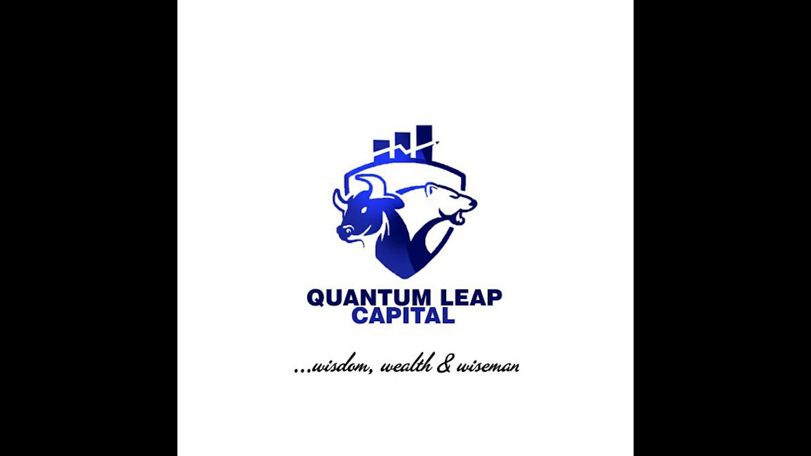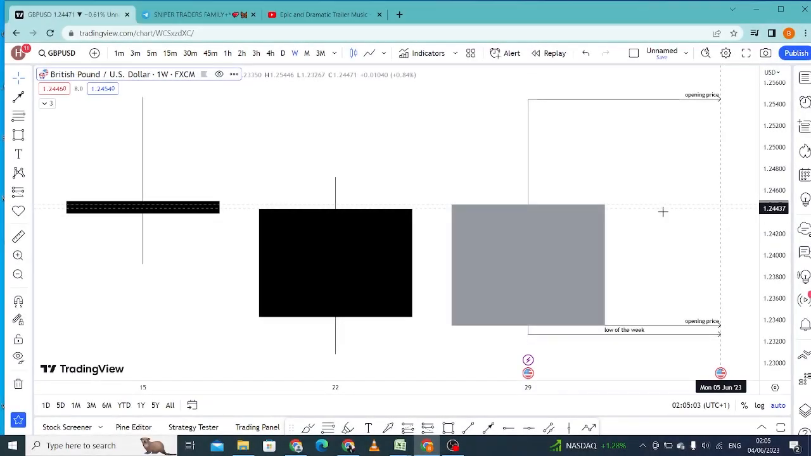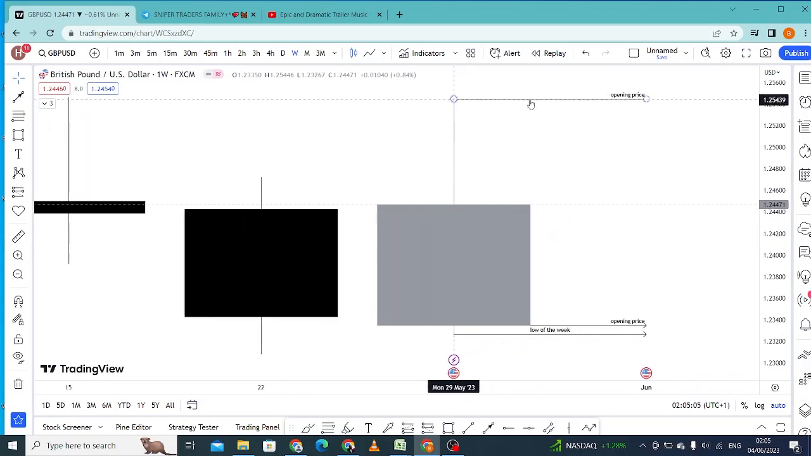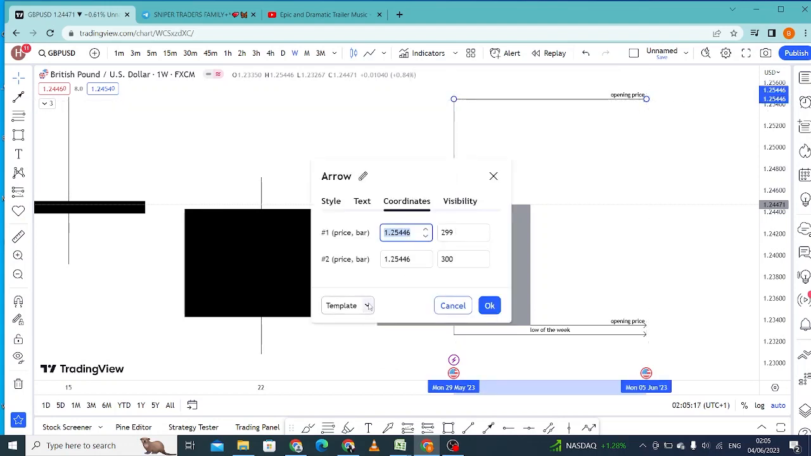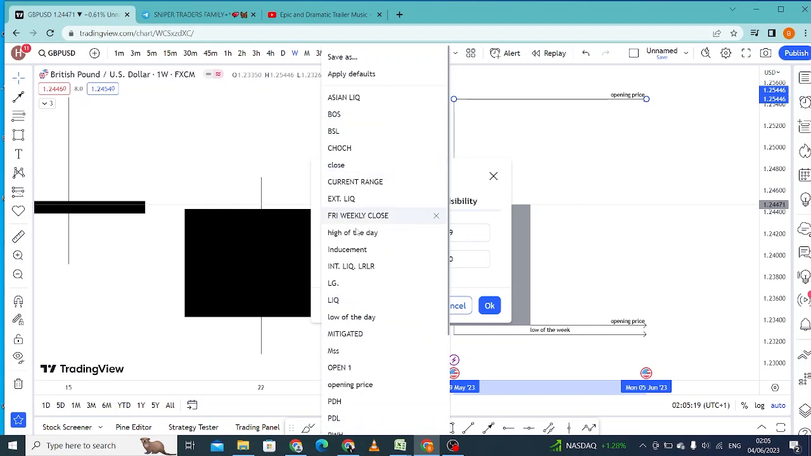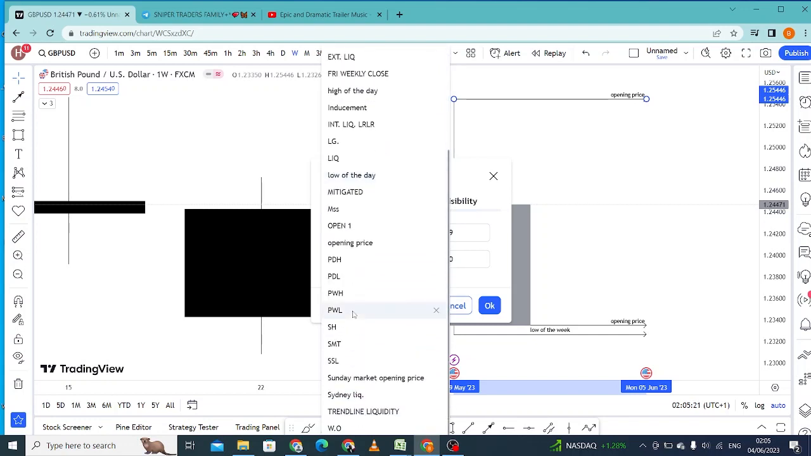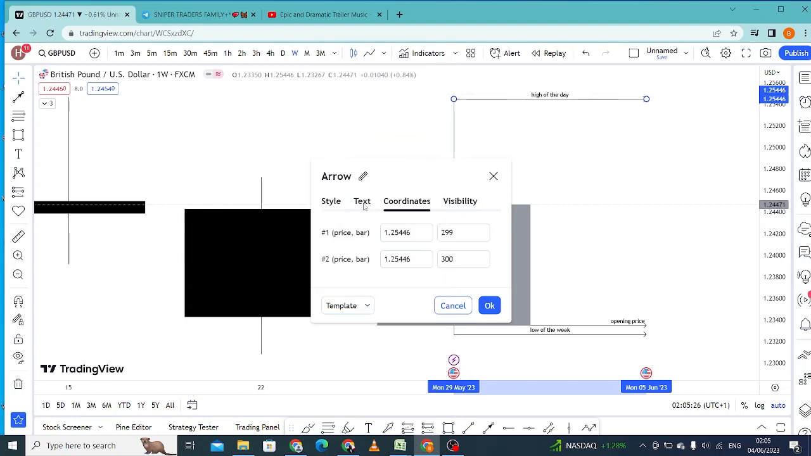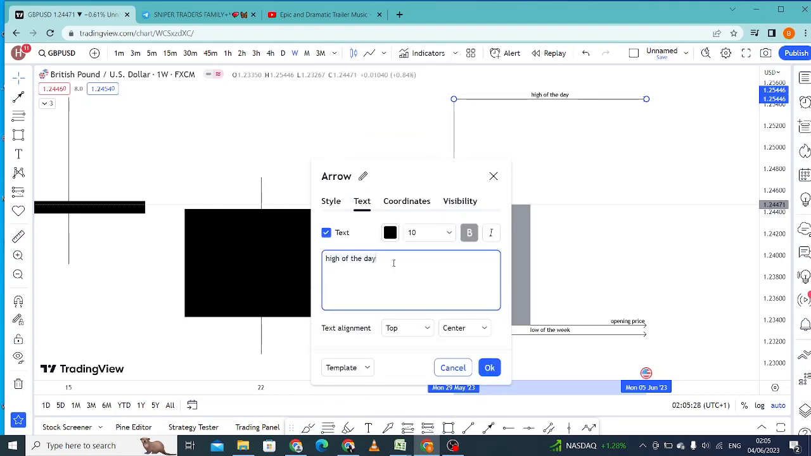Sorry about that. My system went off. So now the high of the week was created after this bullish expansion had been made. The high of the week was created.